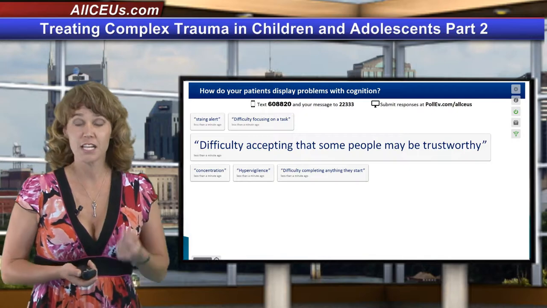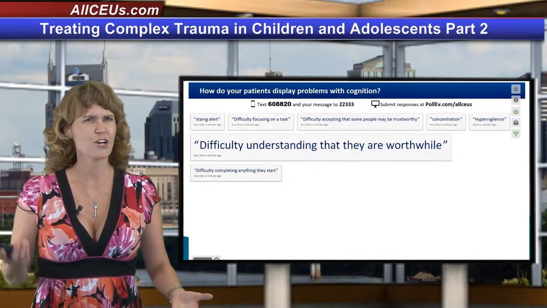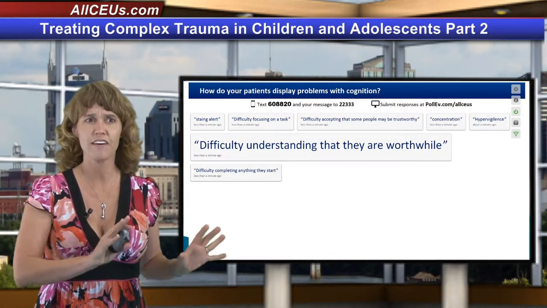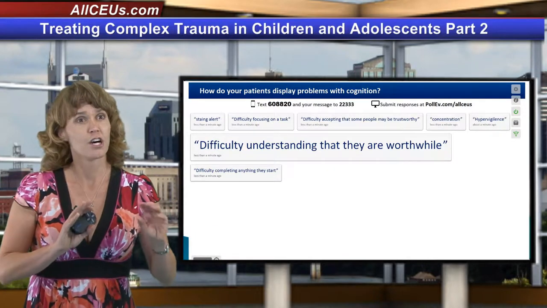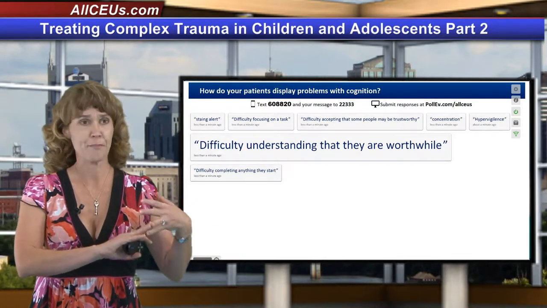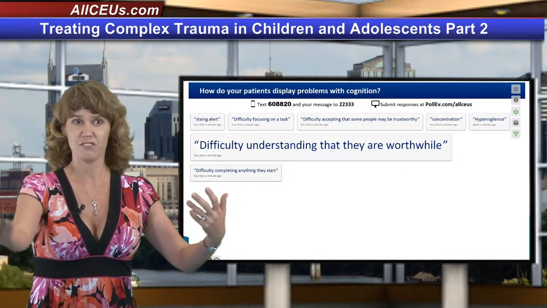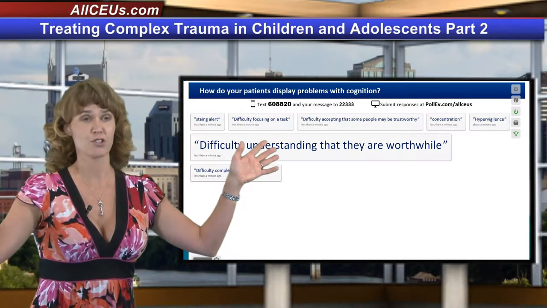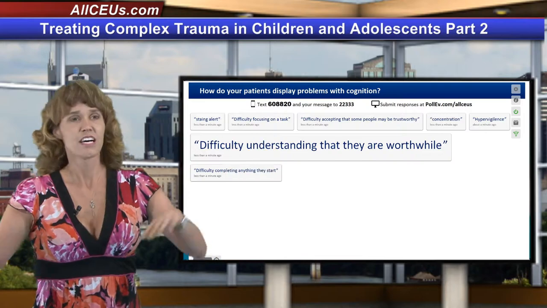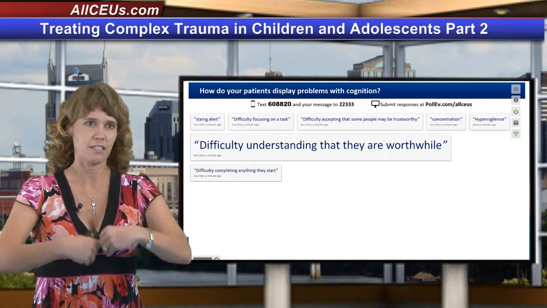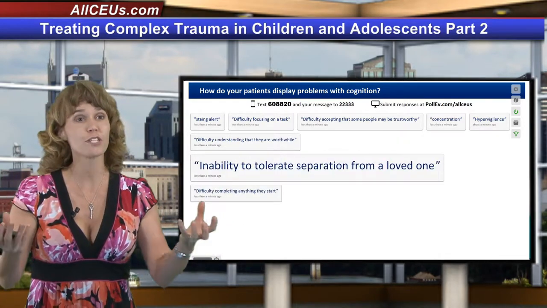Difficulty accepting that some people may be trustworthy. It goes against this framework that I've created growing up with betrayal and abandonment and all this other stuff. Now you come and say, oh, hi, I'm here and I'm trustworthy. Not. Helping people integrate the past and the present is going to be crucial.